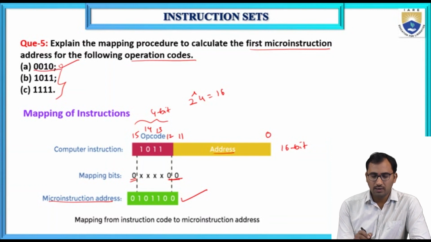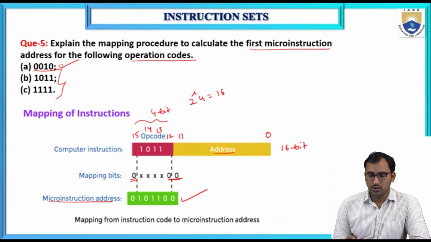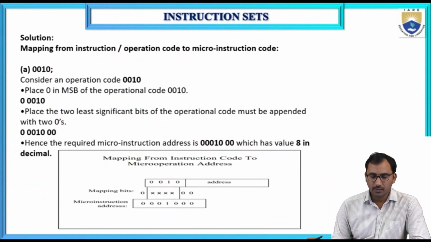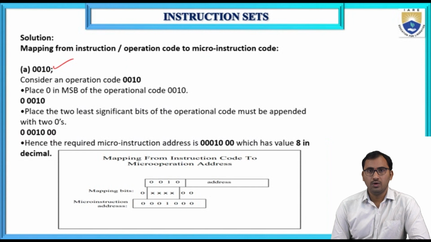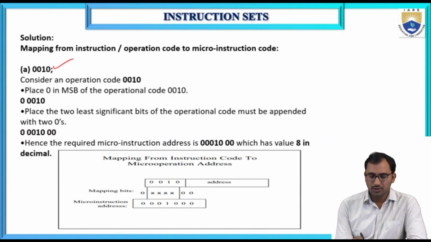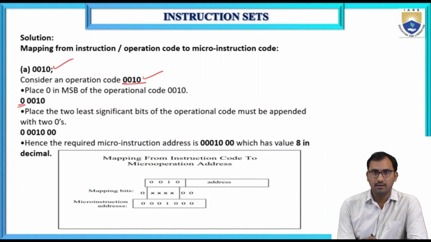Now we are going to see the mapping of the computer instruction to this micro instruction address. The opcode given is 0010. So consider the operation code 0010. We place 0 to the left of the MSB of the operation code, 10 to the left side, and we add 2 zeros to the right side, so that the micro instruction is 7 bits.